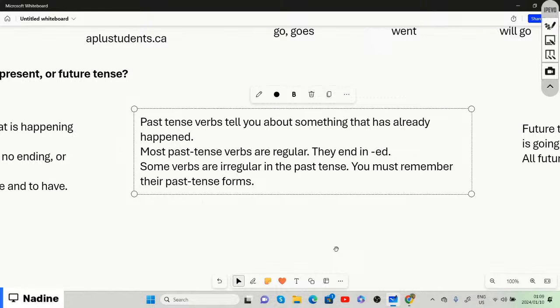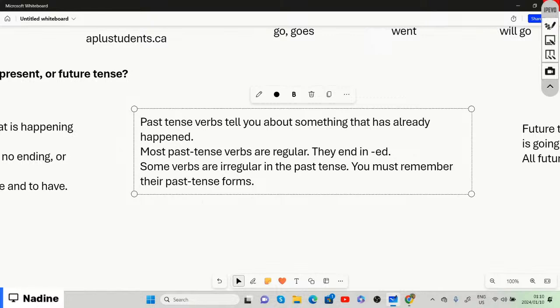Because it's in the past. So whether something happened this afternoon, this morning, yesterday, last week, last month, or even last year, that means that it happened already. And that is basically in the past tense. It's in the past.